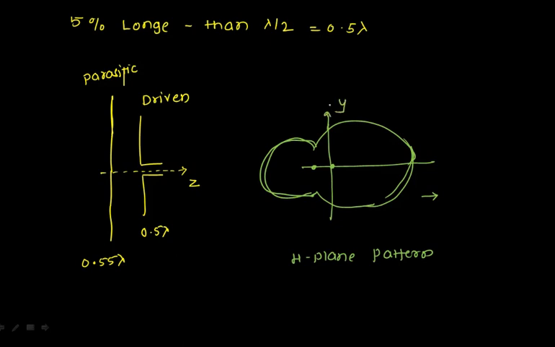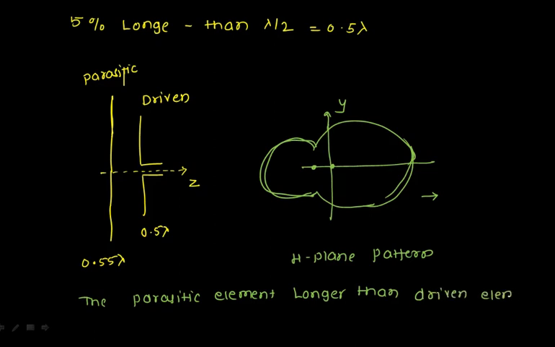So whenever you are keeping such a parasitic element which is longer than your dipole antenna, 5% longer than this one, it will be called the reflector. So the parasitic element longer than the driven element is called a reflector.